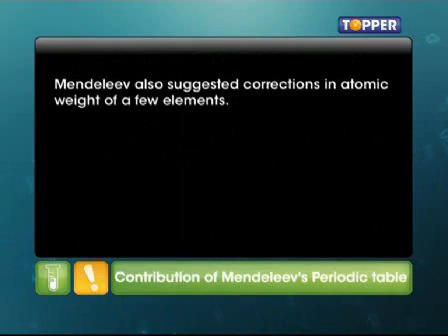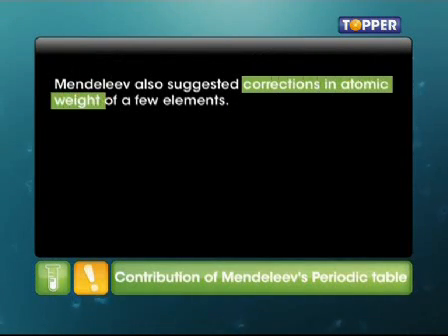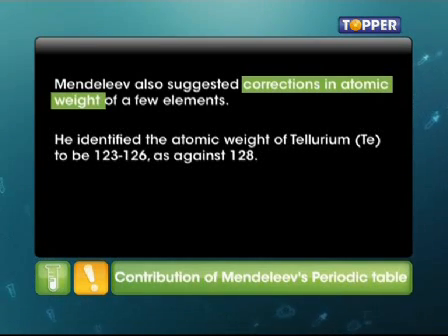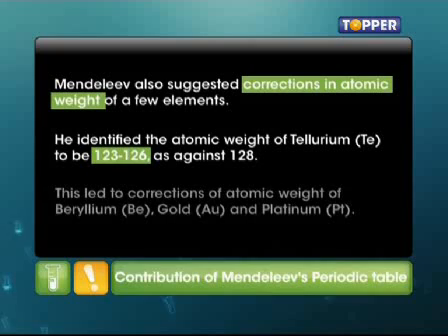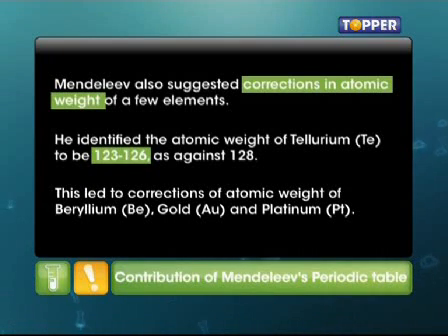He also suggested the correction of a few atomic weights of elements. For example, he corrected the atomic weight of tellurium from 128 to being in between 123 to 126. This in turn paved the way for the correction of beryllium, gold and platinum.